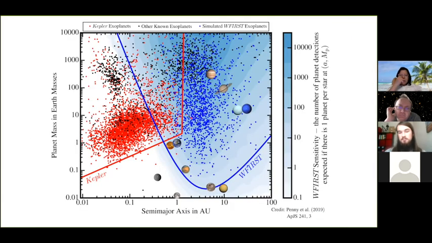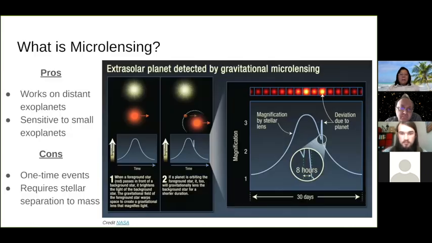Just as a quick follow-up, does at least the spike that you had illustrated there, does the distance from the center of the main peak have anything to do with the distance of that exoplanet from the star? Does that give you some information?